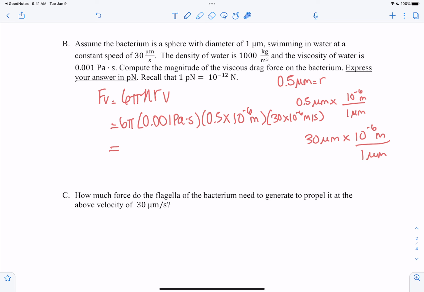But if you're able to convert them properly, I believe you should get 2.8 times 10 to the negative 13 newtons. Sounds about right to me. Yep. 2.8 times 10 to the negative 13 newtons.